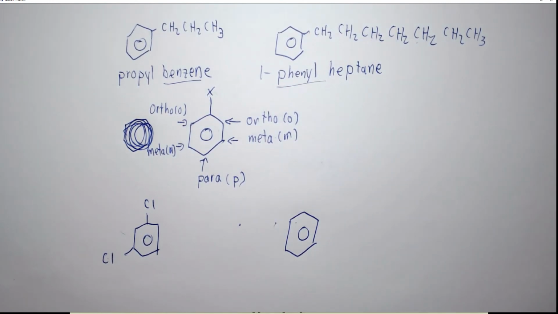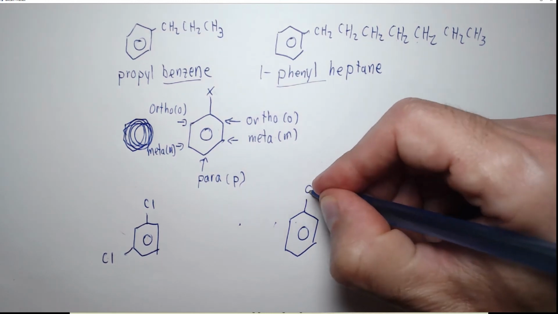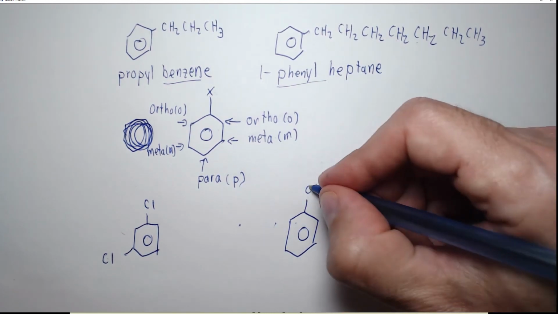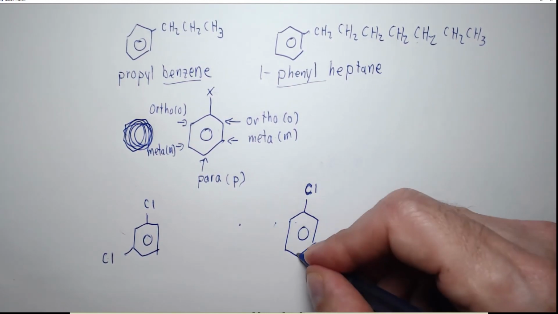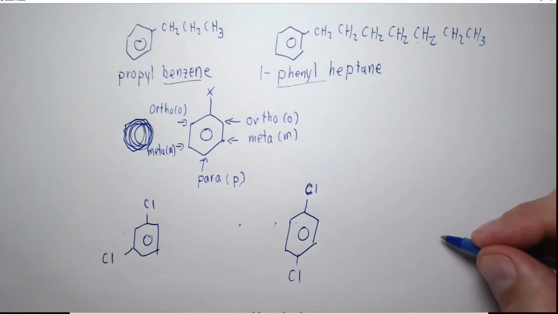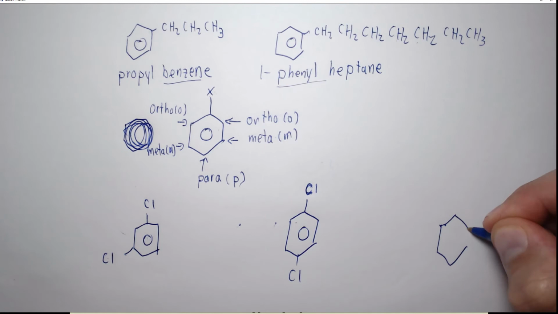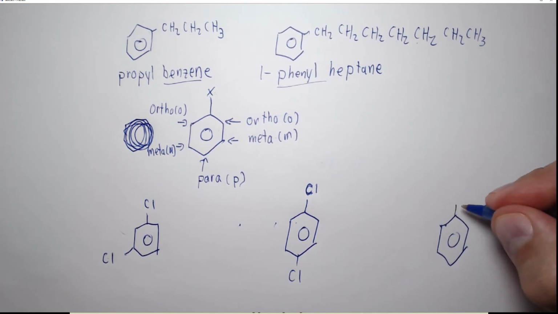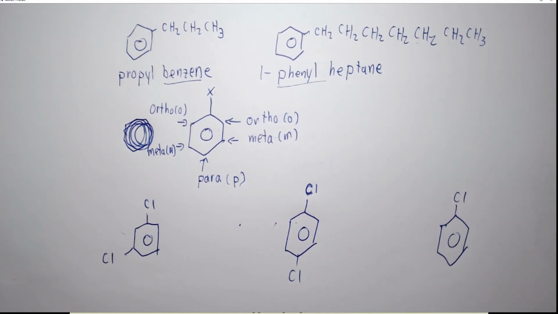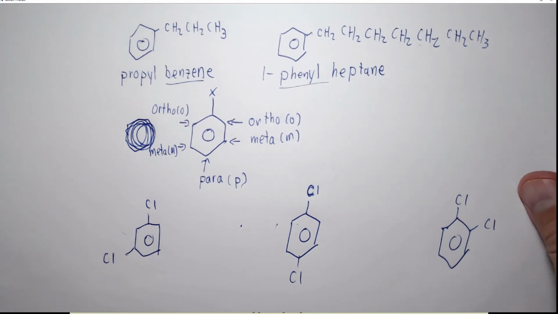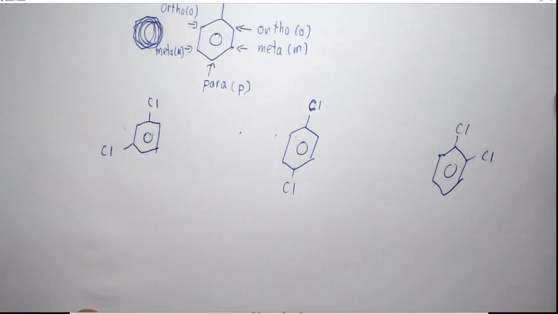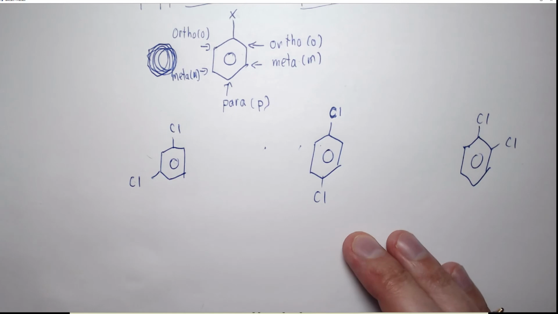Okay, we have this, and we have our first chlorine here. That's a chlorine. And our second chlorine here. And in our last case, we have this spread out, and we have one chlorine here, and we have one chlorine here. Now, if we were doing this as a class, I would say take a second and write the names of these three things.